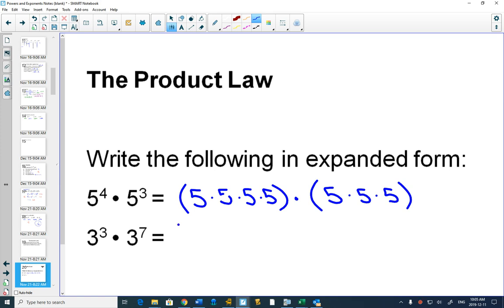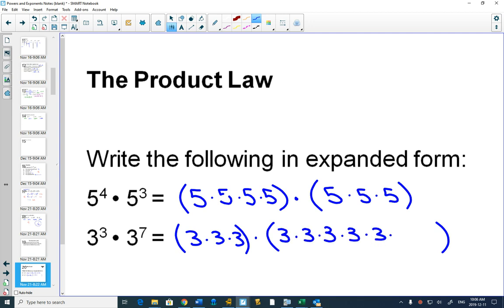If I wrote 3 cubed, 3 times 3 times 3, and 3 to the 7, 1, 2, 3, 4, 5, 6, 7 of them.